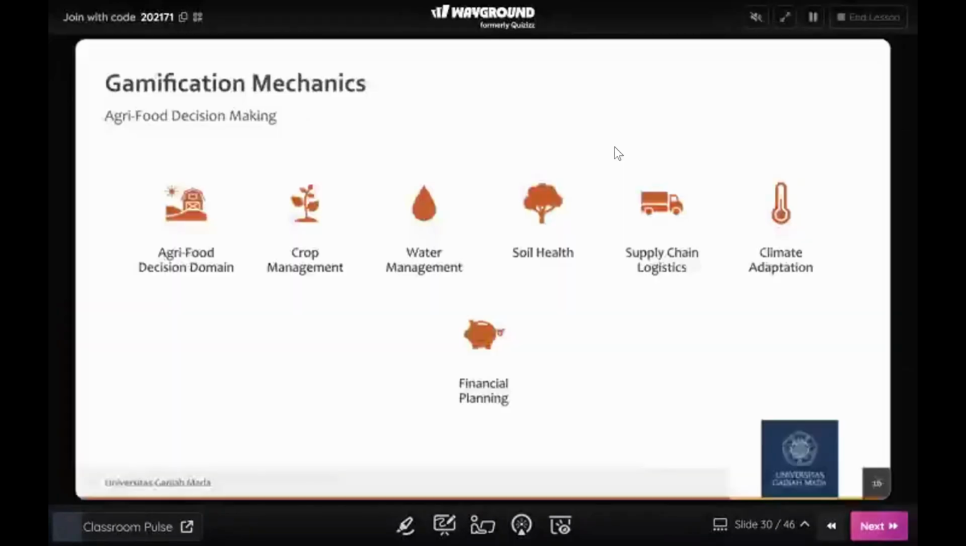In agri-food decision making, we have these 7 things that you can put: crop management, water management, soil health, supply chain, climate, financial planning, and the agri-food decision domain. These domains you can put in your gamifications. The question is how to put them in gamifications.